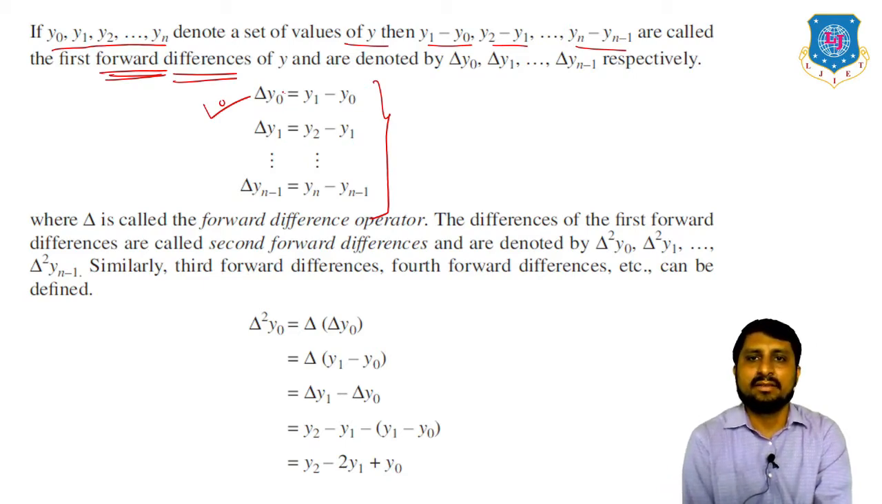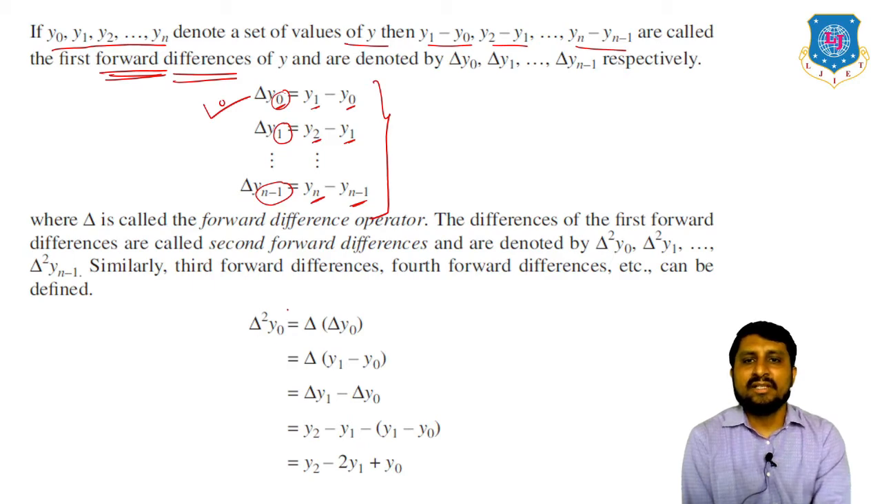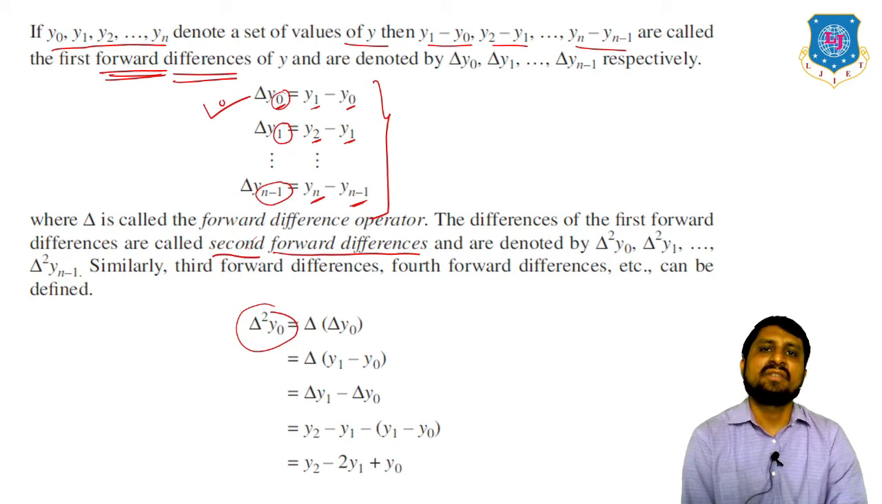Now concentrate on the subscript. Suppose you have 0, so here 1 minus 0. Suppose you have 1, so here 2 minus 1. Suppose you have n minus 1, so here you have n and n minus 1. Clear? Now similarly, the second forward difference operator. Delta is called the forward difference operator. The differences of the first forward differences are called second forward differences. Similarly you can define third forward difference, fourth forward difference and so on.